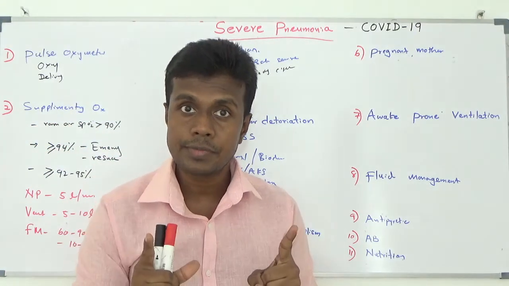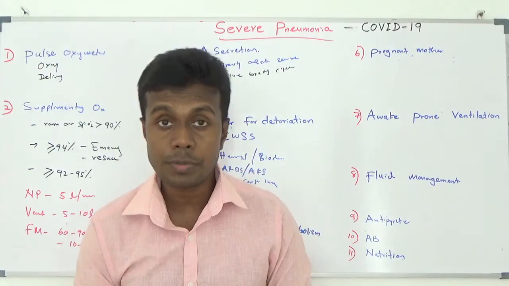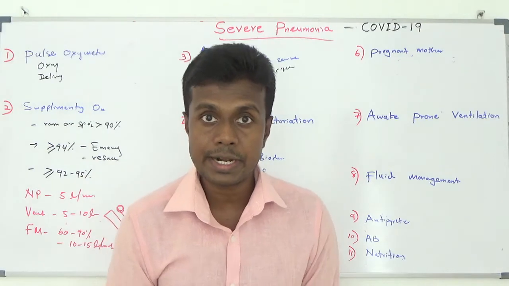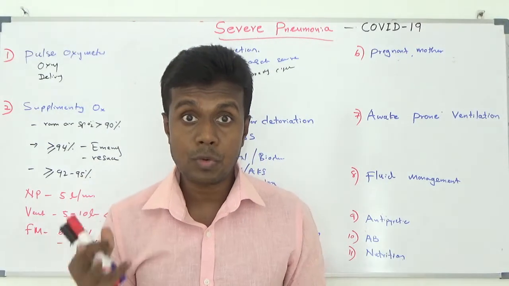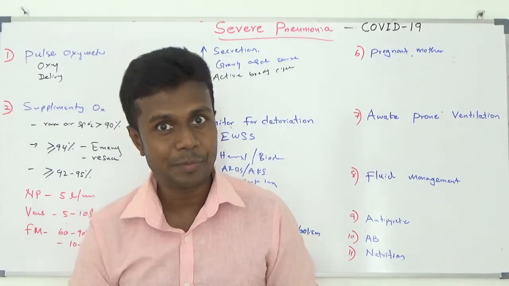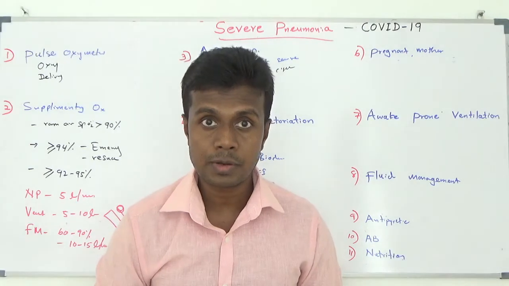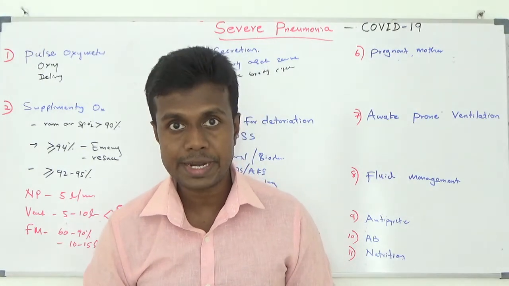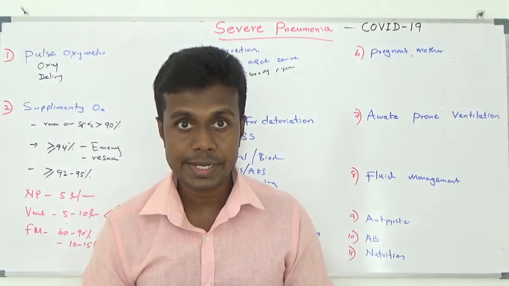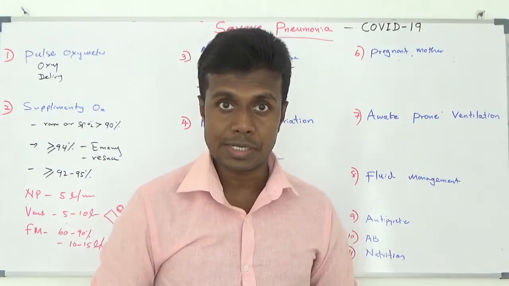You have to consider thromboprophylaxis. Subcutaneous enoxaparin 40 mg per day for the average healthy adult. If you have a patient with BMI more than 40 or more than 120 kg body weight, you may have to consider a double dose, 40 mg BD, twice a day. So you have to consider thromboprophylaxis for this patient.